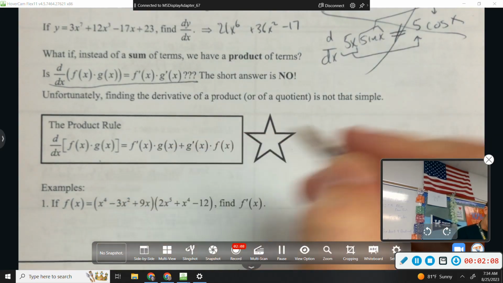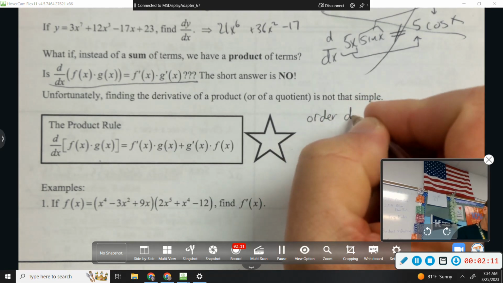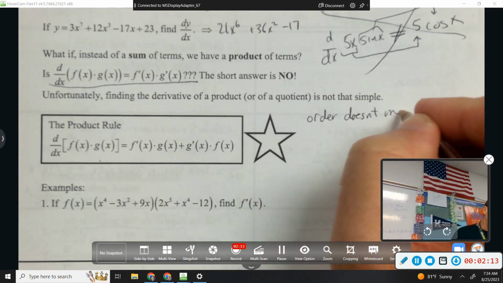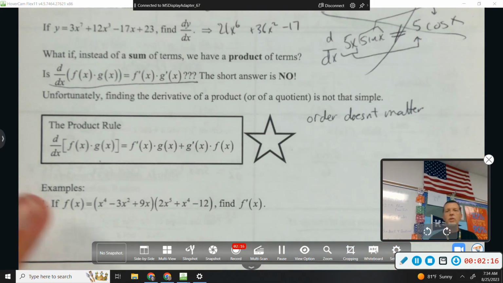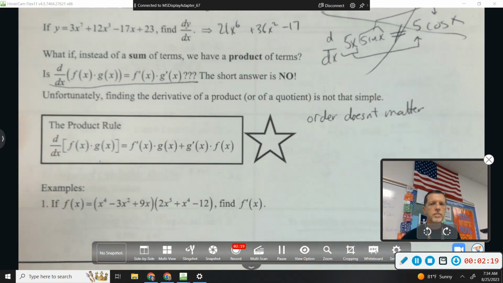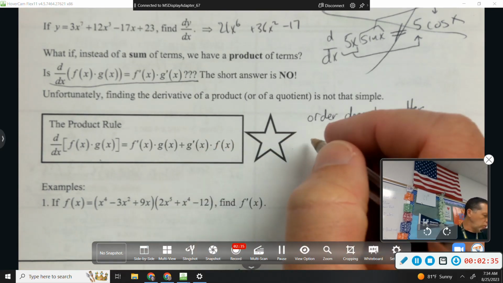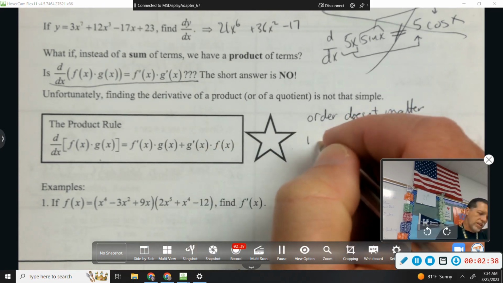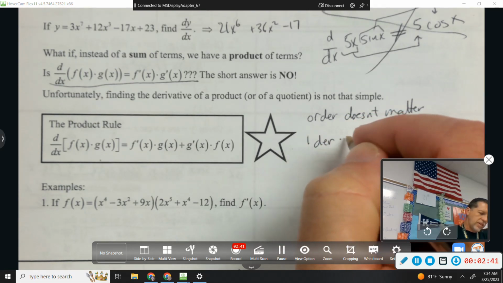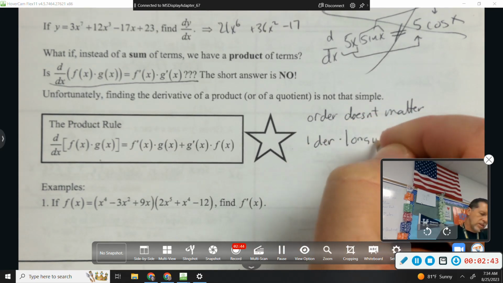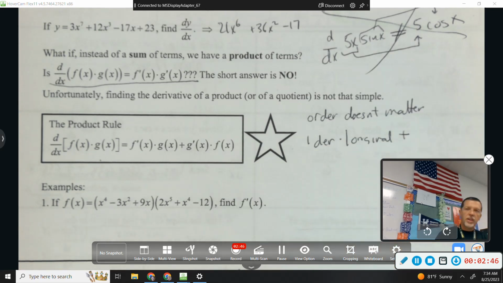Now, it's adding, so the order doesn't matter. That's what makes the product rule easier than the quotient rule, that the order doesn't matter. That makes sense, right? Because in multiplying, order doesn't matter, but in division, order does. And so it's the same for the derivative of them. And because the order doesn't matter, it doesn't really matter how you memorize it. It's one derivative times one original plus the other way around.